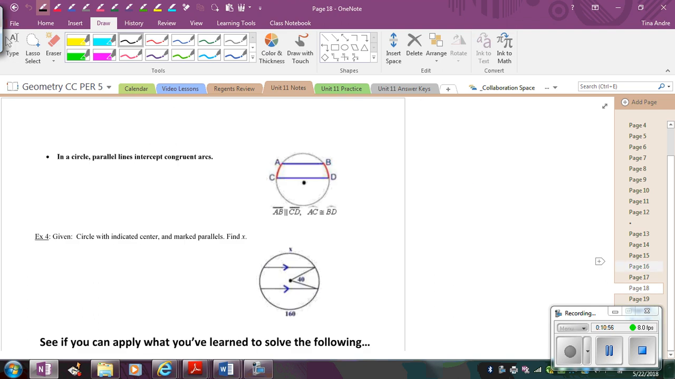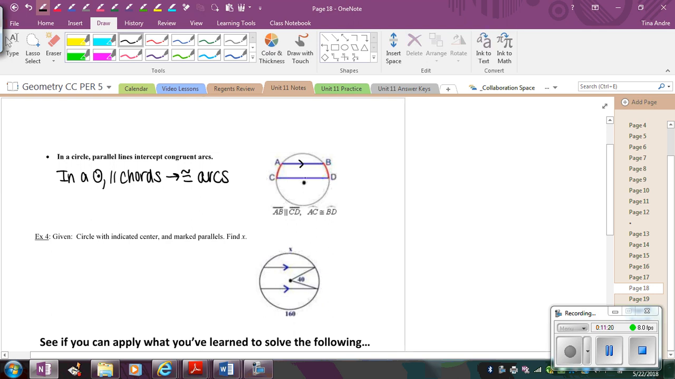One last theorem to look at. This one's a lot shorter. In a circle, parallel lines intersect congruent arcs. So if you wanted to shorten this, you could say in a circle, if you have parallel chords, because for the circle you're not really going to have lines. You could have lines, but parallel chords implies congruent arcs would be the way that you could shorten this.